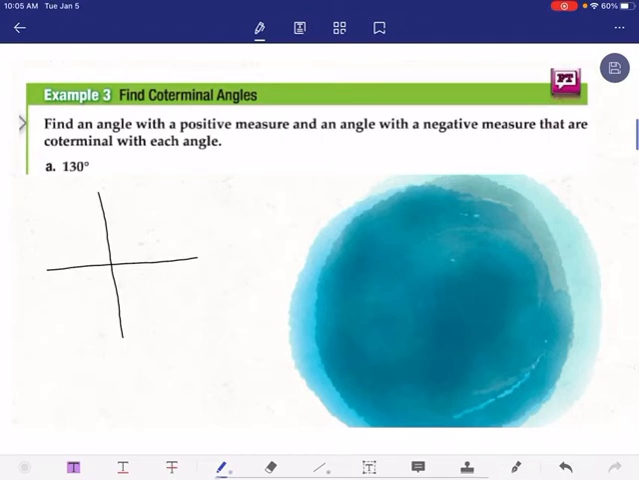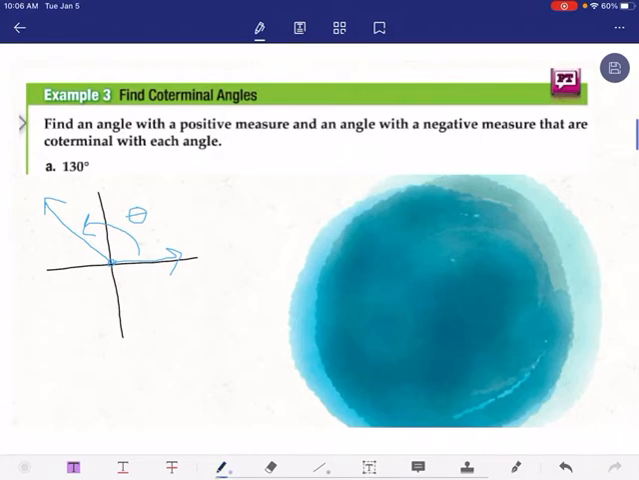So we know that since the initial side of our angle has to be on the positive x-axis, if we were to go to the positive y-axis, that would be 90 degrees. And if we were to go all the way to the negative x-axis, that would be 180 degrees. So we know that our angle is going to be partway in between, in that second quadrant. And so that would be our theta of 130 degrees.